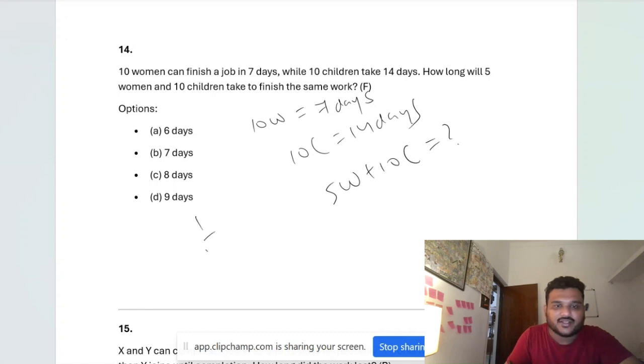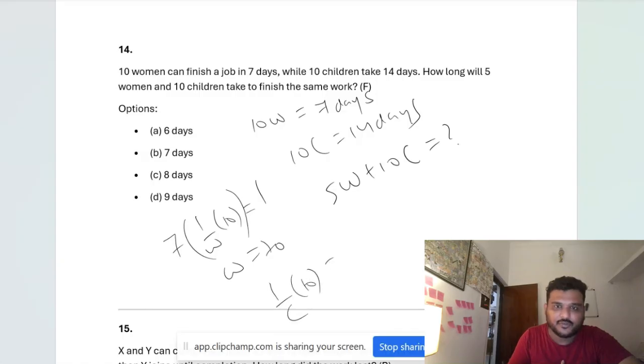Let's say 1 by W is the amount of work that a woman does in a day, and we can see that it is taking 7 days to finish the work. So 10 times 1 by W times 7 should be 1. So you can write down that W is 70. This is the number of days that a woman takes to complete the entire work alone. Similarly, 1 by C into 10 should be how much? 1 by 14. So C should be 140.